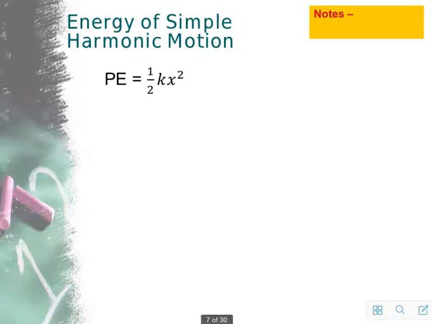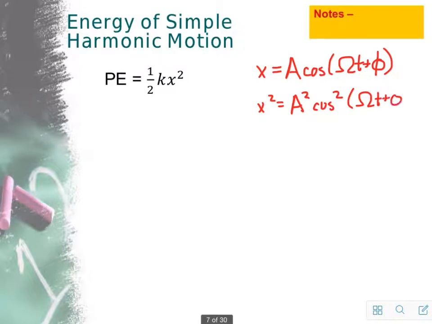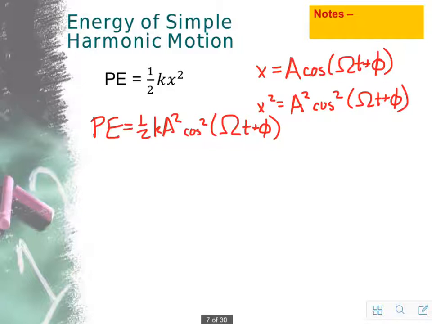Well, let's figure out what the potential energy of an object in simple harmonic motion is. That is equal to 1/2 k x squared. That is the potential energy of something at the end of a spring that's undergoing a spring force. Well, we know that x is equal to a times cosine of omega t plus phi, at least it is for our example here. So if I square that, I get a squared times cosine squared of omega t plus phi. So now I can write that the potential energy is equal to 1/2 k a squared cosine squared of omega t plus phi.